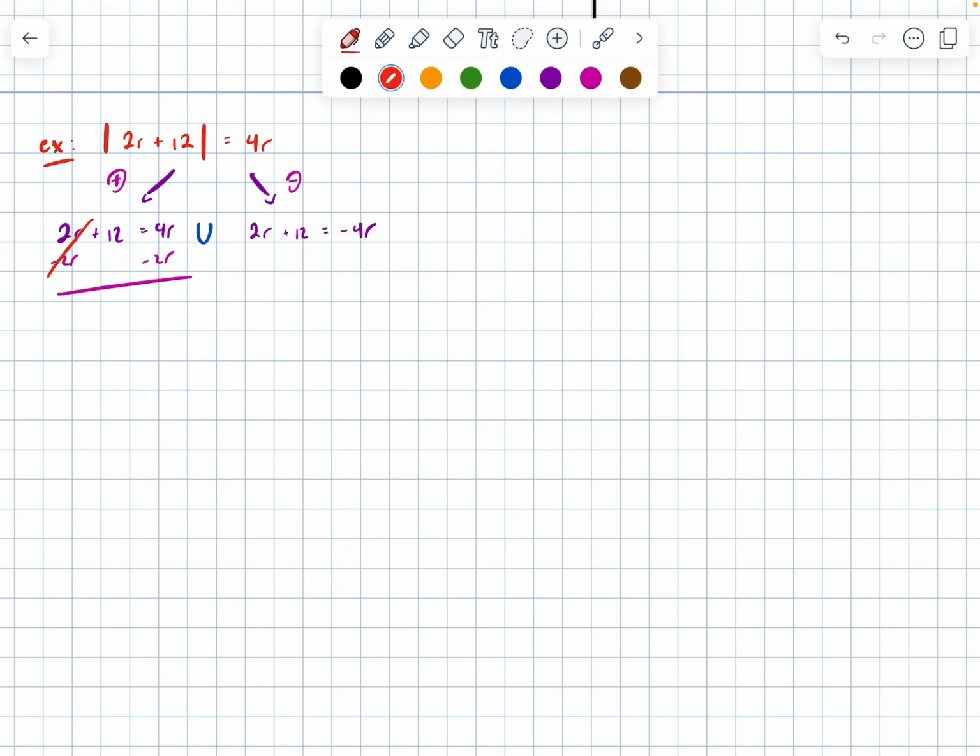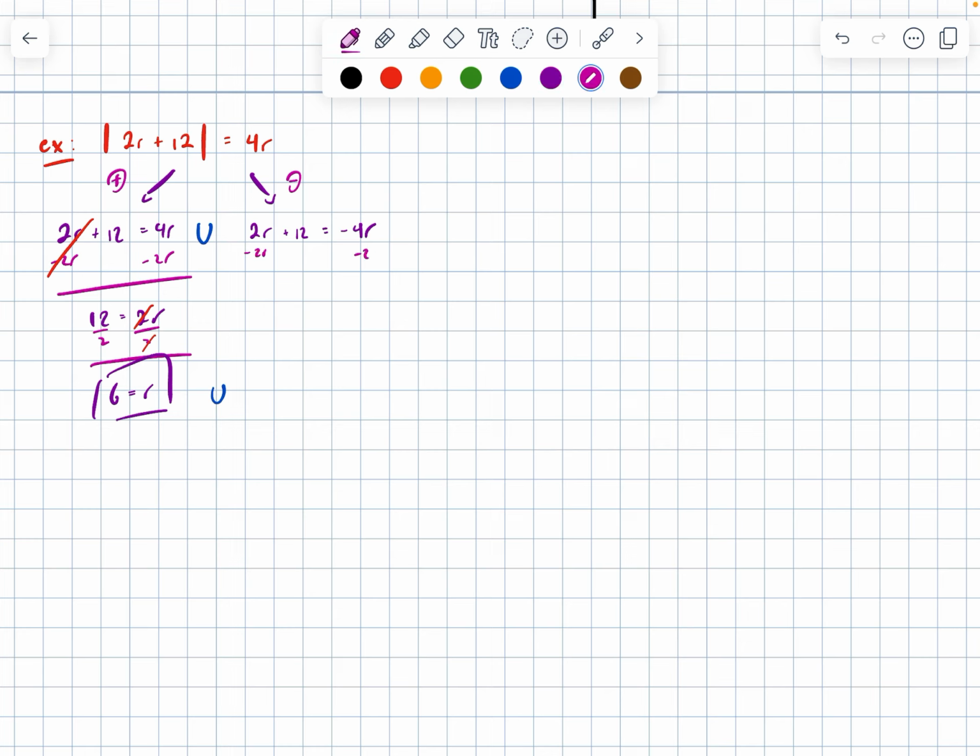If 2r plus 12 is equal to positive 4r, I want to get all of my r's over to the same side. The easiest way to do that, I would think here, is to subtract 2r from both sides. We'd find that 12 is equal to 2r, divide both sides by 2, and r is equal to 6.